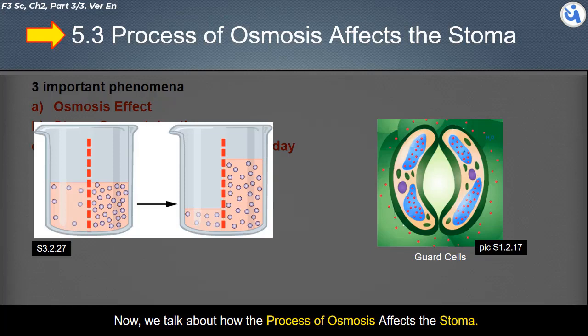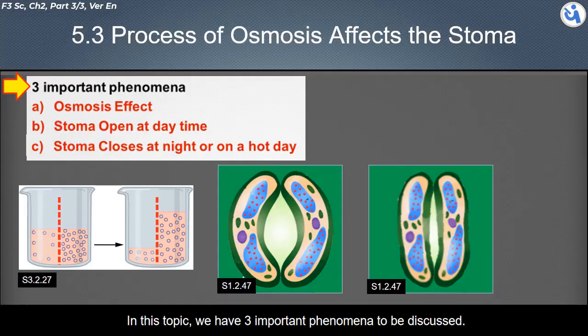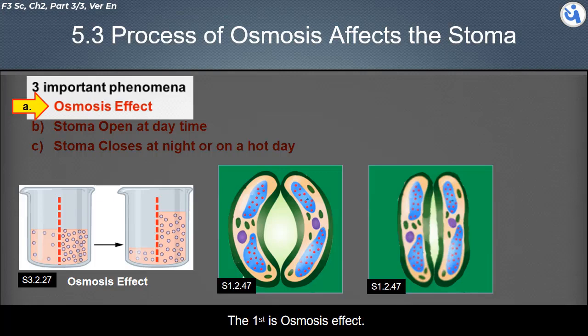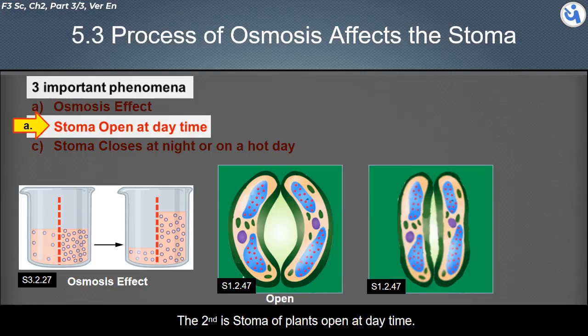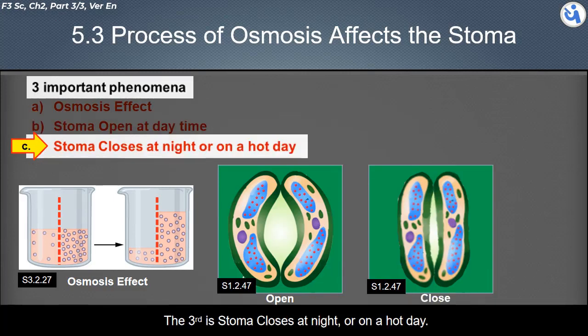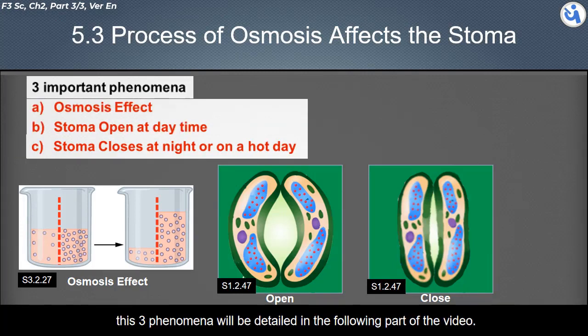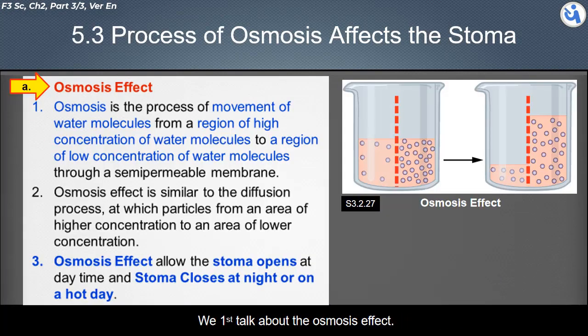Now, we talk about how the process of osmosis affects the stoma. In this topic, we have three important phenomena to be discussed. The first is the osmosis effect. The second is that stoma of plants open at daytime. The third is that stoma closes at night, or on a hot day. These three phenomena will be detailed in the following part of the video. We first talk about the osmosis effect.